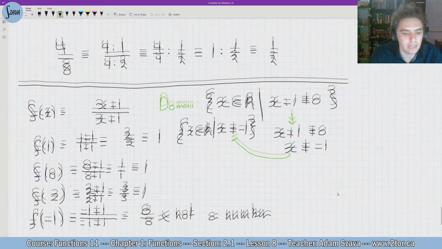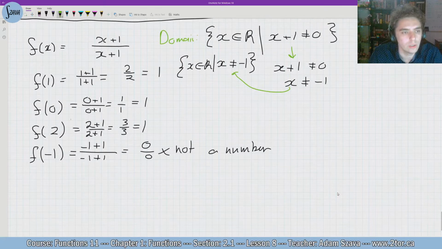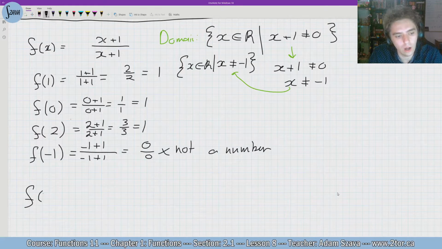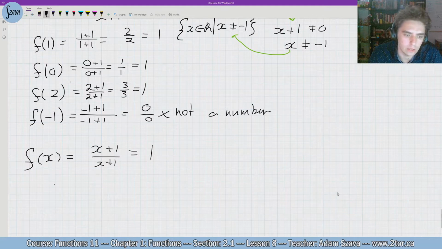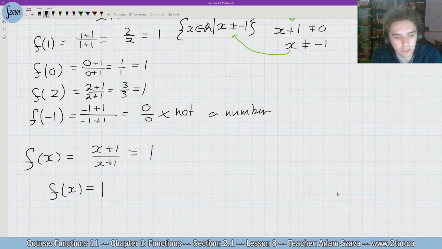So you see, plugging in negative 1 doesn't make sense. So for f of x, which is x plus 1 over x plus 1, we can almost say that f of x is equal to 1. Right? So we could say f of x equals 1 here. That would almost be true. Because for this function here, maybe I'll say g of x. G of x is 1.